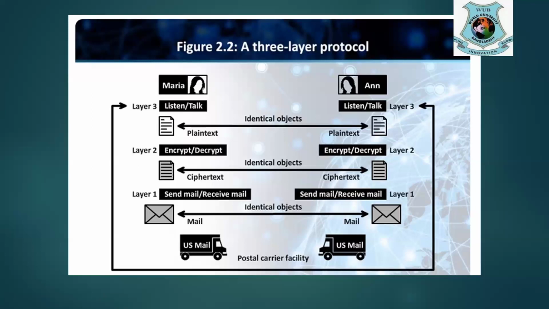Now we can see that there are different layers. There are 3 layers. So this is layer 3, layer 2, layer 1, and similar to these 3 layers, in the end side, there are also these 3 layers. So the operation that was happening in this case, just the opposite is happening in Anne's side. So this is a 3-layer protocol or 3-layer protocol communication model.